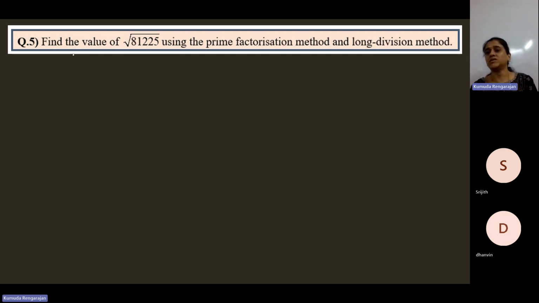What's the last number you got in the division? 31 is wrong. Srijit, you said something? Ma'am, is it 19? Very good. It's 19. The final answer? No, we are talking about the prime factorization.